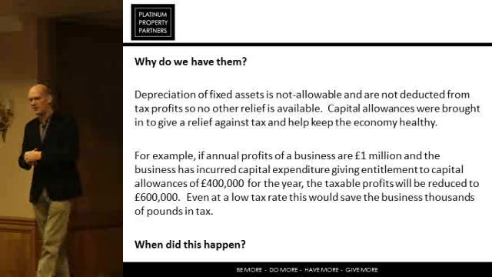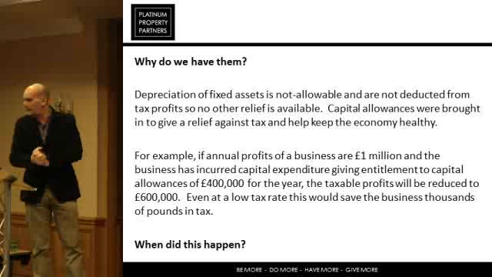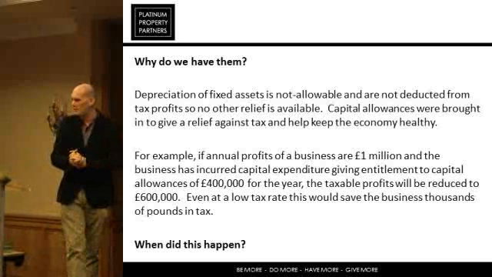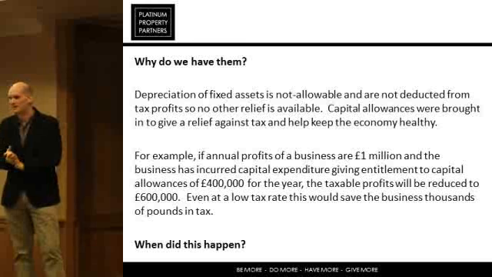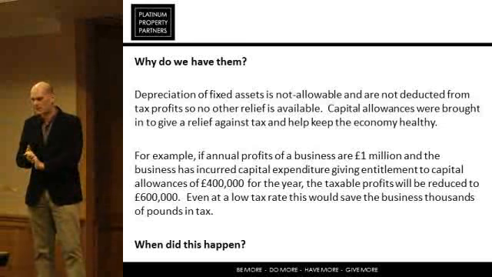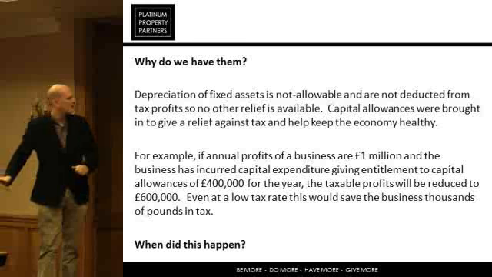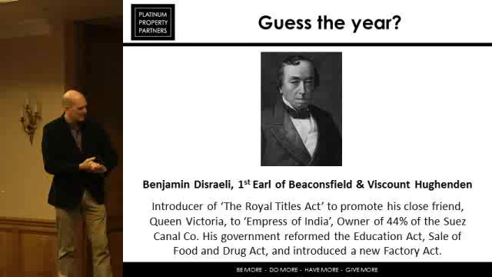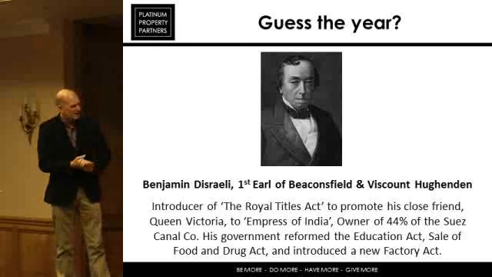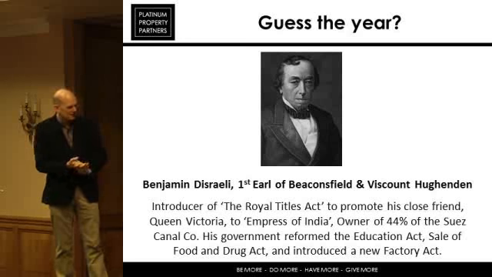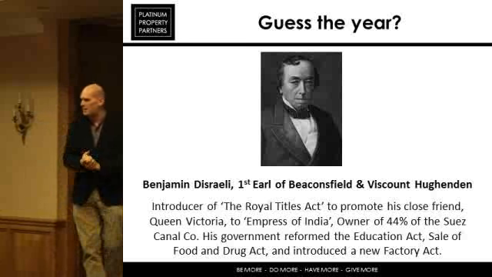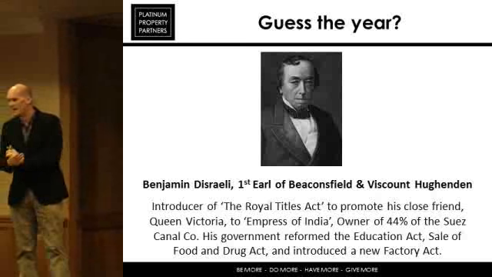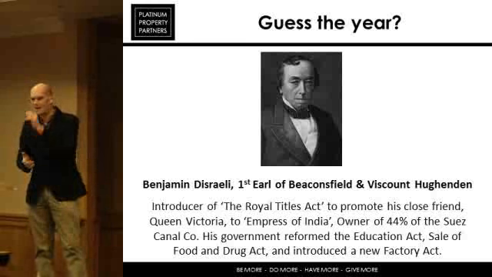But if that's new to you, you might think, well, when did this happen? And this is where the quiz comes in. Who loves history? Anybody good at history? Favourite year? 1945? Of course it is. But guess the year. So guess which year this happened. Benjamin Disraeli, the first Earl of Beaconsfield and Viscount Hughenden, he introduced the Royal Titles Act to promote his close friend Queen Victoria. Which year was he Prime Minister? Anybody guess? Any guesses? 1880, that was a good guess.